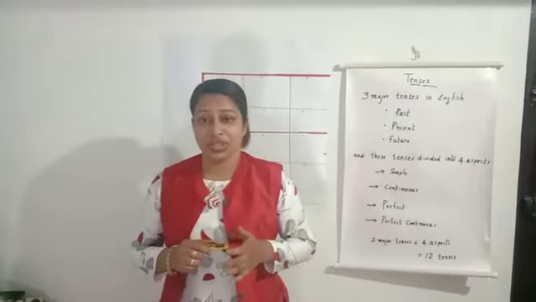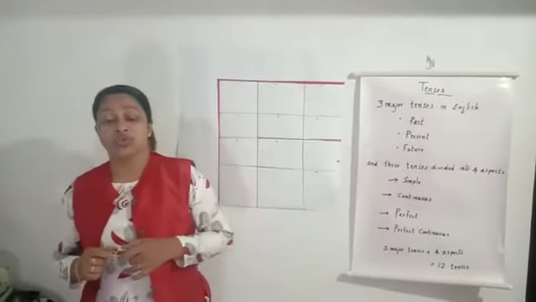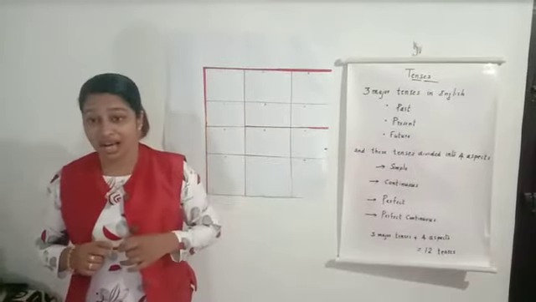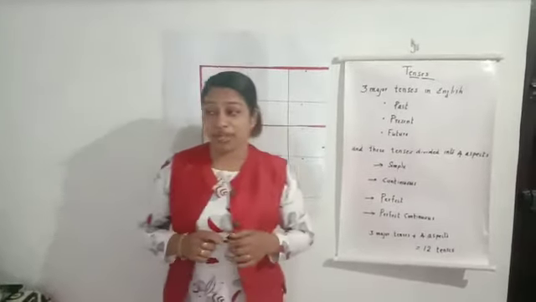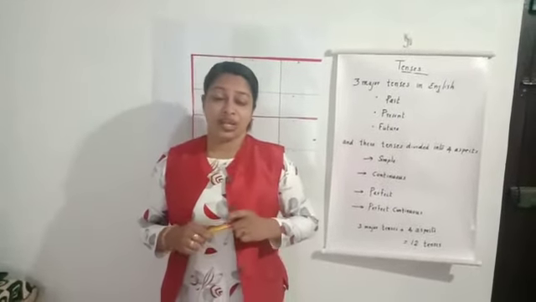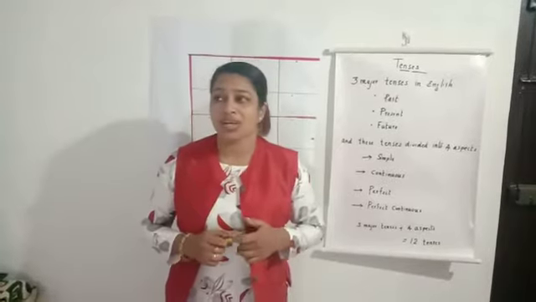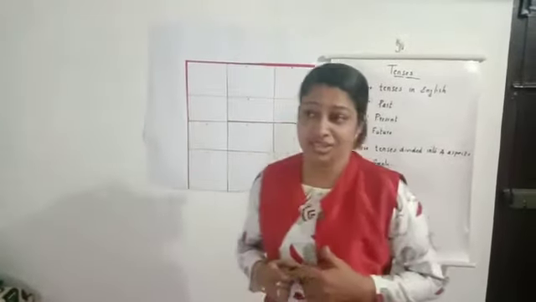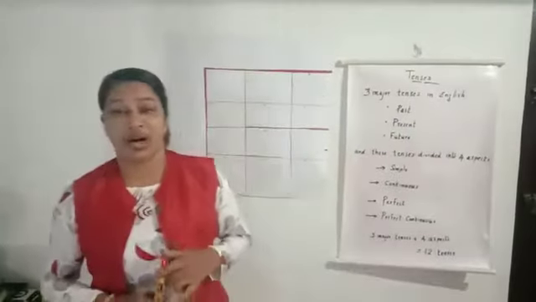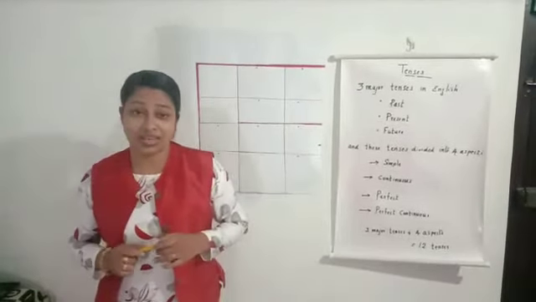Tenses are actually used in communication, both verbal and written. Tenses are also used to indicate the time at which something happened. So before starting the detailed lesson, I would like to ask you a few questions. What are the three major tenses in English? Or how many tenses are there in English? Are there 12 or 16 tenses in English?